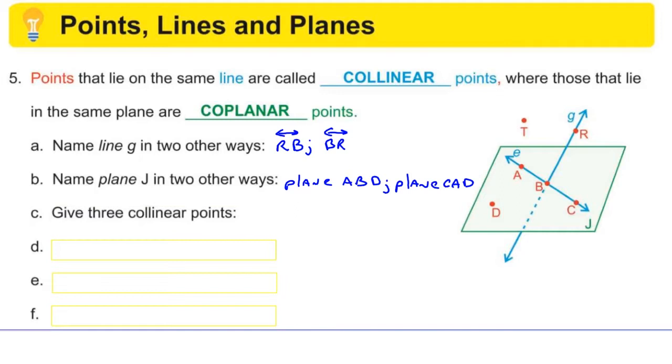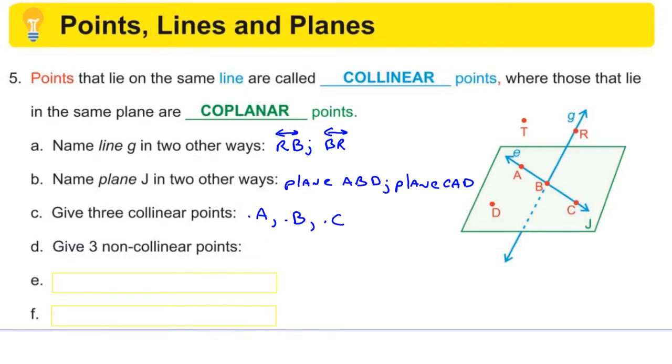C, give 3 collinear points. There's only one possibility here. All right, what are you thinking? Okay, and I hope you're thinking point A. Notice I put the point in the capital letter. Point B and point C are collinear points: 3 points located along the same line.